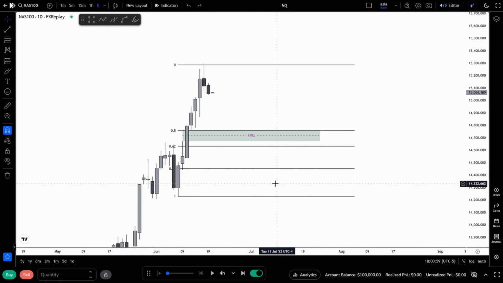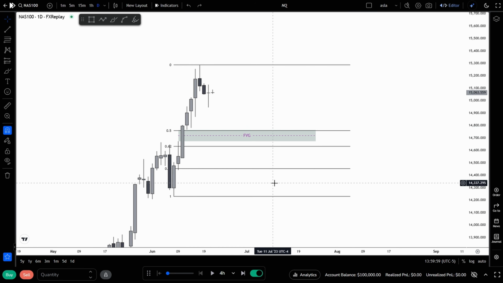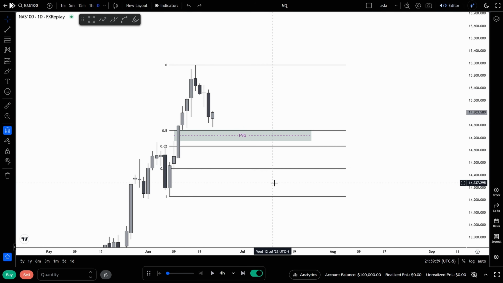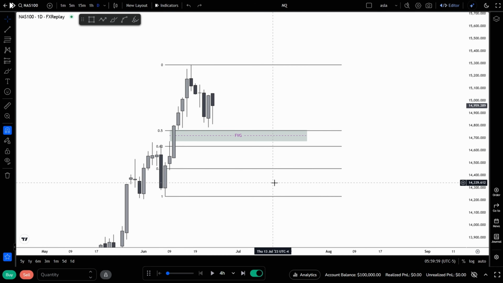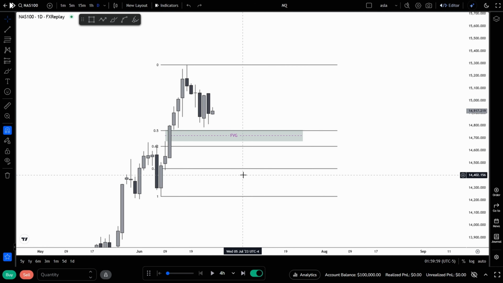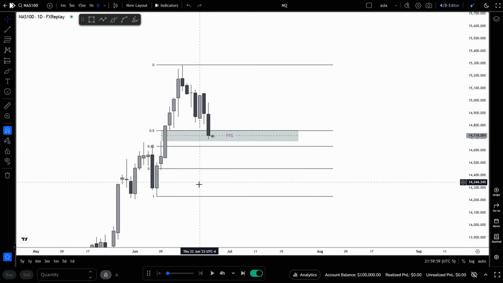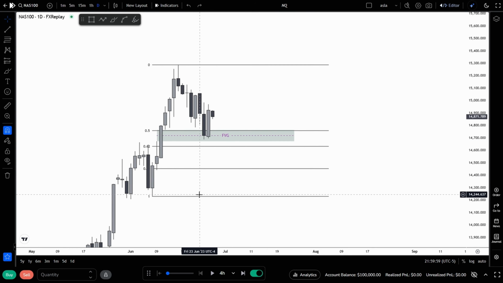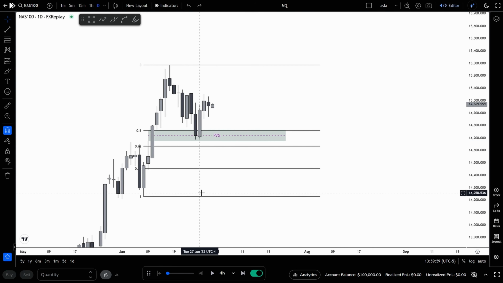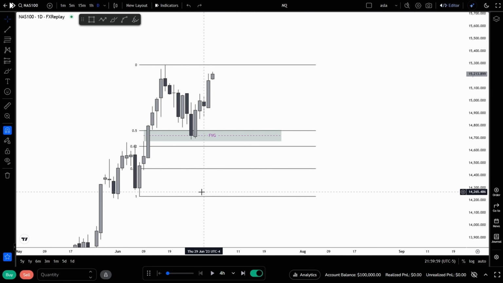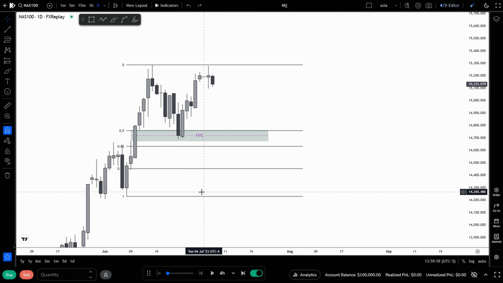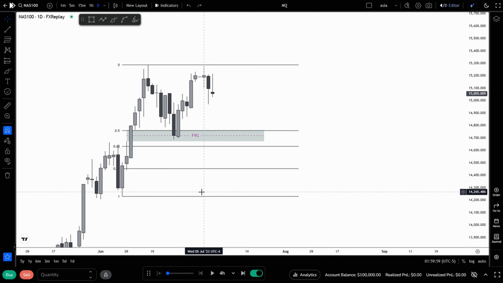So now the question is, does price actually reach into that discount PD array? As price pulls back, we can see that it does trade down into that fair value gap in discount. That is exactly what we were waiting for. Price taps into the discounted area of the range, fills the imbalance, and then begins to move higher from there. That is the practical application of discount and premium.